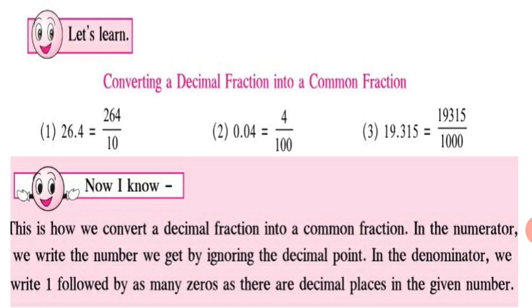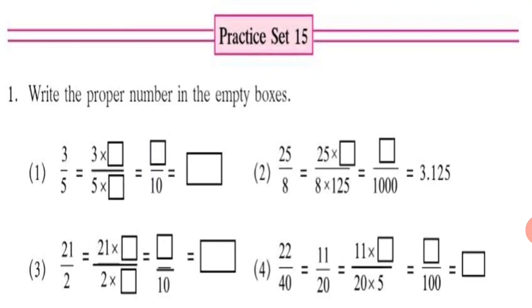Let's have a look at practice set 15. Question number 1. Write the proper number in the empty boxes. Have a look at question number 1. 3 upon 5 is equal to 3 into dash is equal to dash. 5 into dash is equal to dash is equal to 10 is given. That means 5 into which number gives you 10? You have to fill in that empty box.